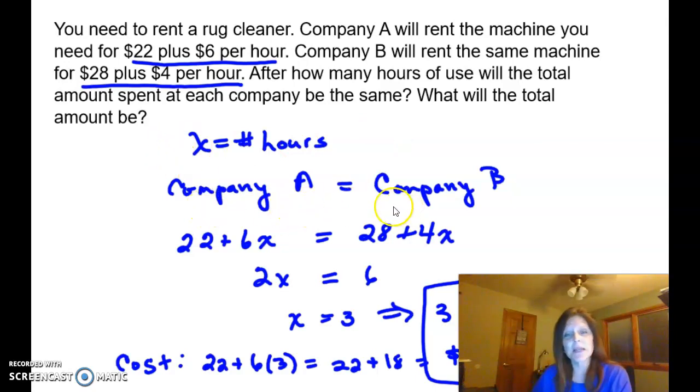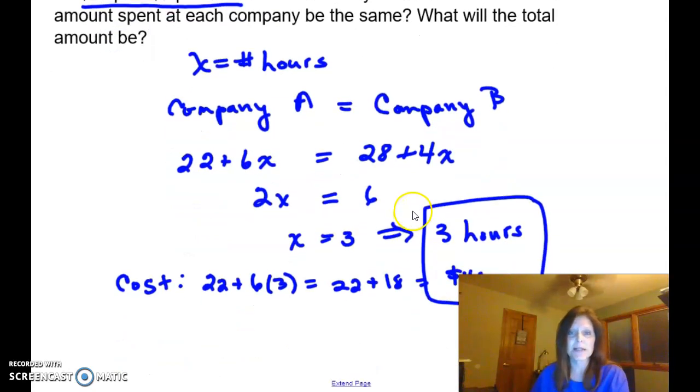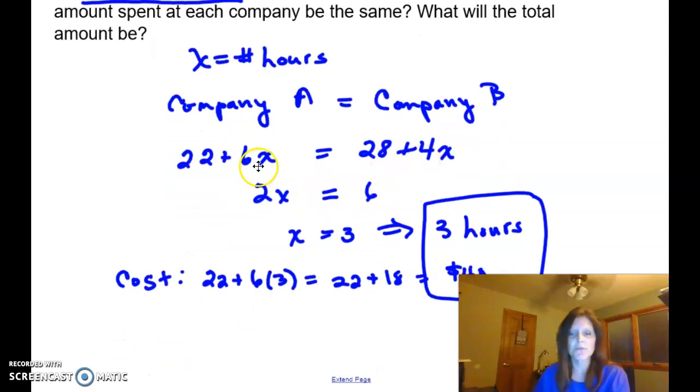I'm going to compare company A to company B. For company A, it says 22 plus 6 per hour. So that's where that 22 plus 6x comes from. Company B, on the other hand, is the 28 plus 4 for every hour, so 28 plus 4x. After that, it's just simple basic algebra. We're going to subtract the 4x, we're going to subtract the 22, we're going to divide by 2 and say, okay, well, it's 3 hours.